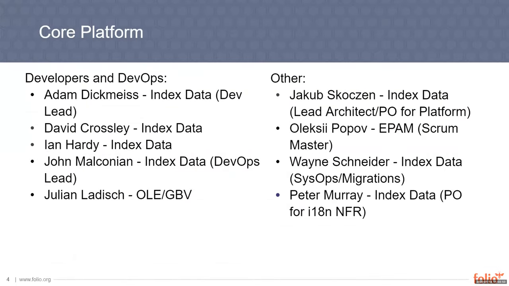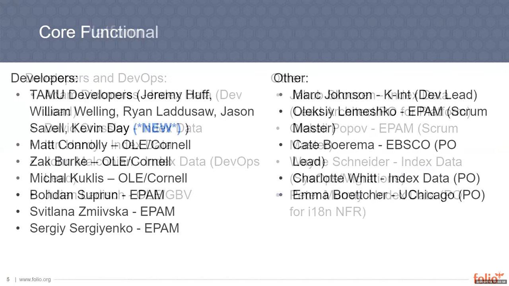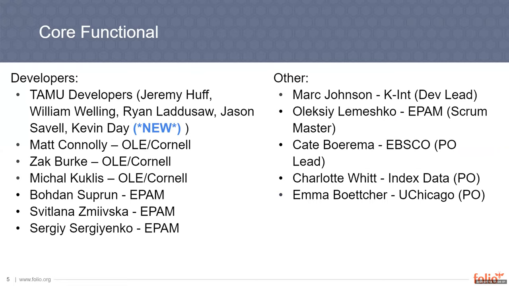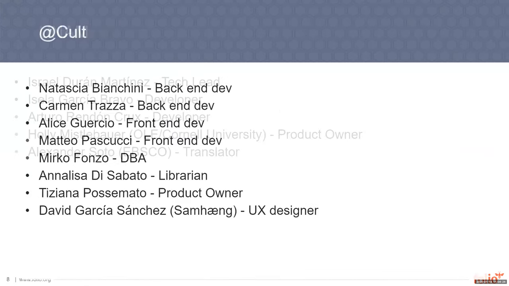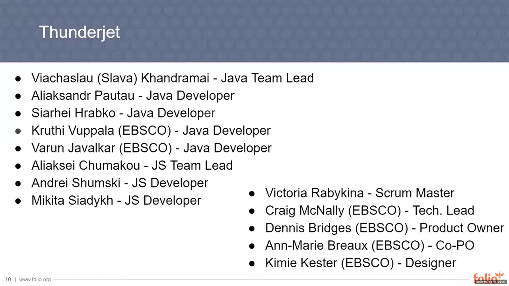I did scan the team slides for newcomers, and I believe there was just one. He's on the core functional team. Kevin Day will be joining as one of the rotating Texas A&M developers. So we're excited to have him on the team. Welcome, Kevin. There's also been some shifts, some developers moving from one team to another, but not completely new to the Folio project, so I'm not going to list all of those. And that was it for new people, as far as I could tell.